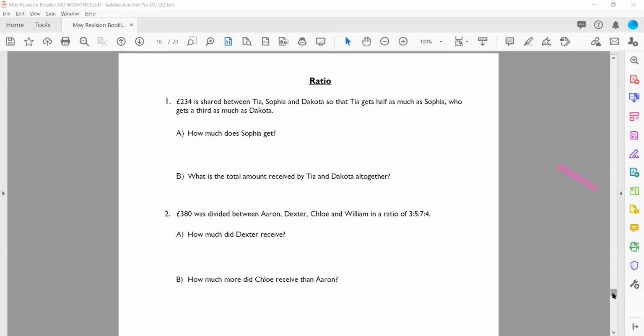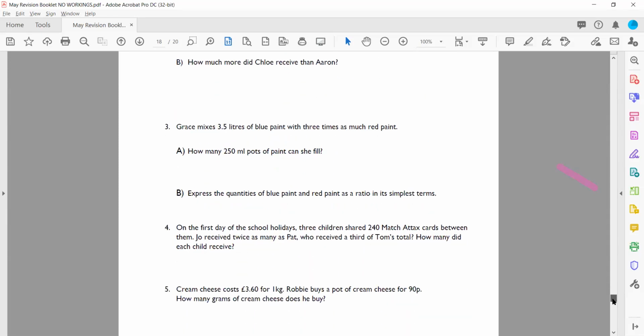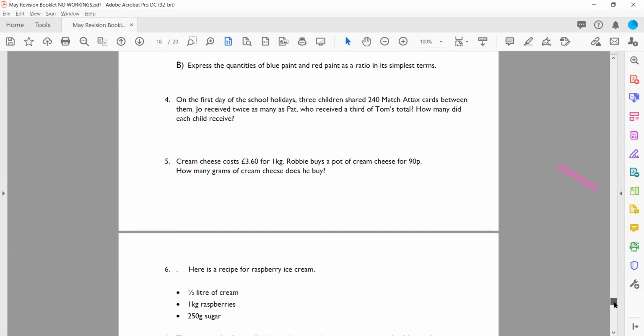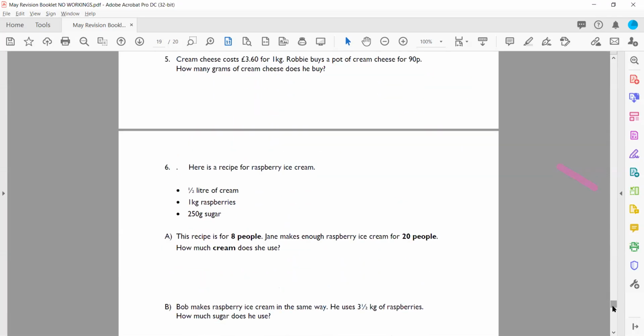These do come up a lot. I'm just looking to see here. So this is sort of dividing 250 in, seeing how many times it will go in here. So you've got lots and lots of different ways that it can happen, but certainly recipes, that happens a lot with ratios. So scaling up, so you're given a recipe for eight people, for example here. Jane makes enough raspberry ice cream for 20 people. How much cream does she use?